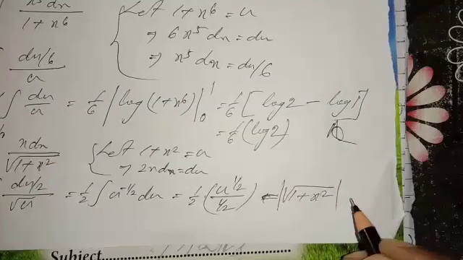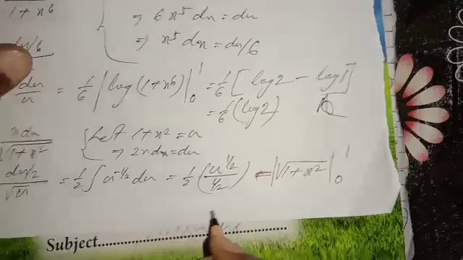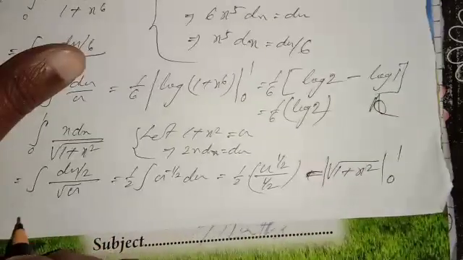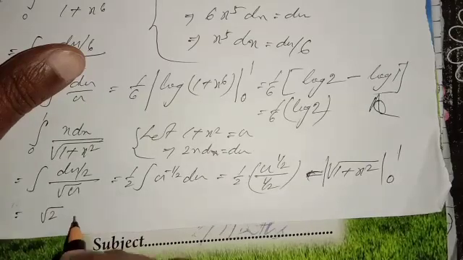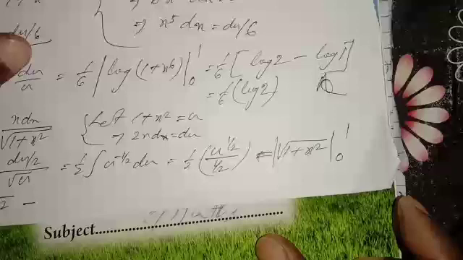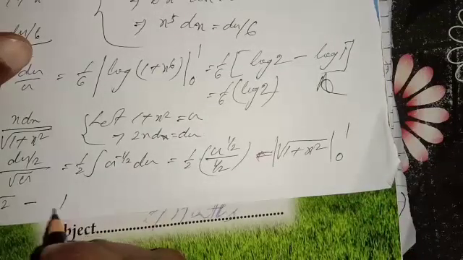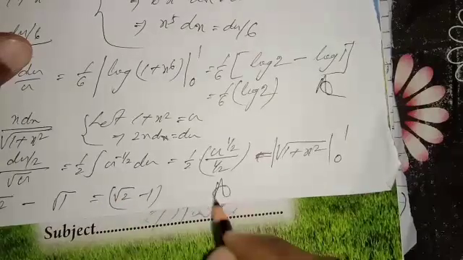The limit value you have to write now, 0 to 1. Now you have to write the upper limit value. Upper limit value putting x is equal to 1, that will be root 2, minus lower limit value putting x is equal to 0 here. How much you will get if I put x equal to 0 here? Root over 1. That means root 2 minus 1 is the answer.